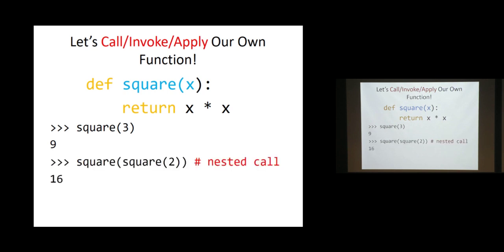You can do this. This is called a nested call. You can have square there, and then inside the argument for the square is yet another function. And this function is the same function. It takes 2 as the argument. So you know that 2 times 2 is square of 2, you get 4. And then square of 4, you get 16.